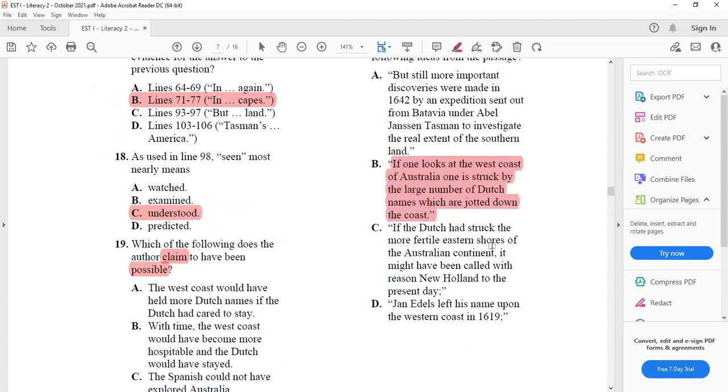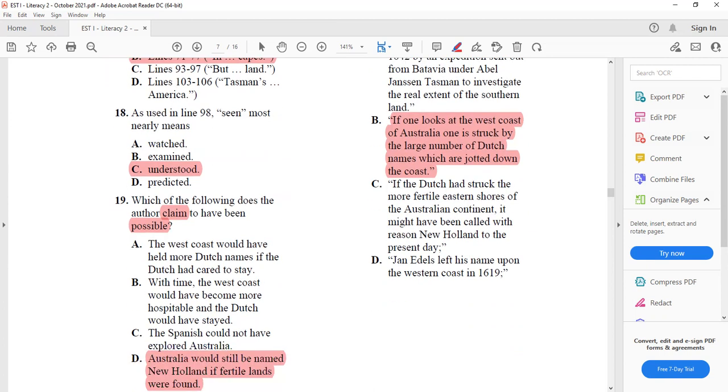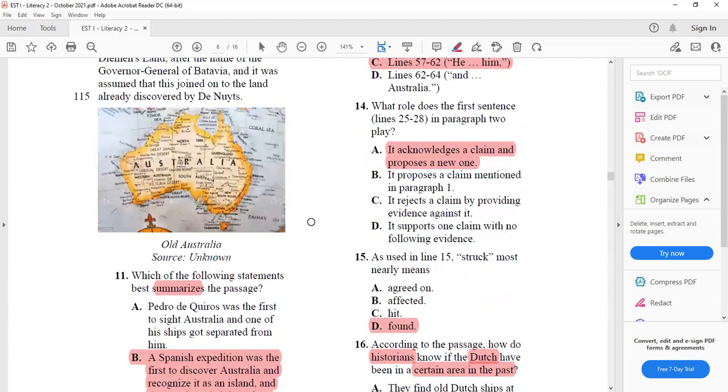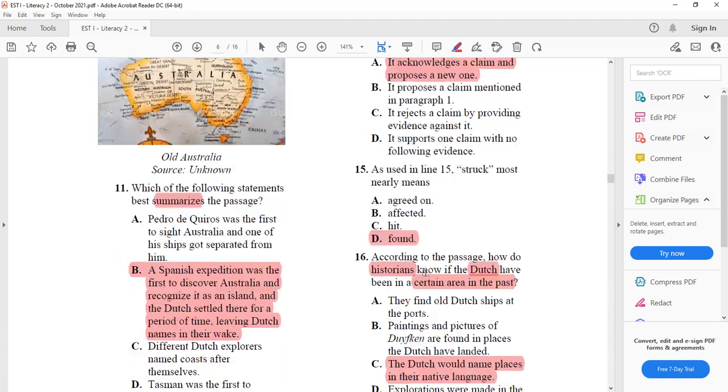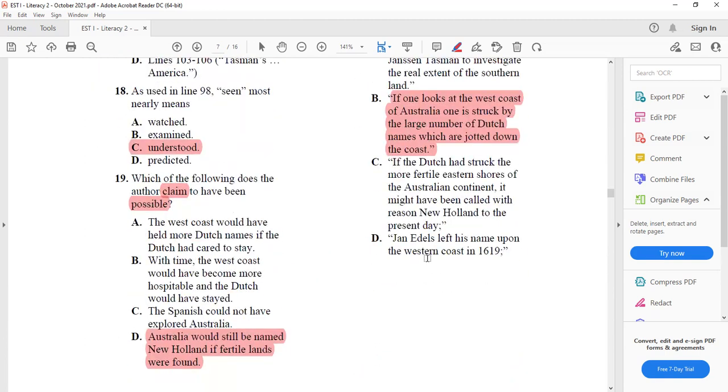If the Dutch had struck the more fertile eastern shore of the Australian continent, it might have been called with reason New Holland to the present day. But mister, it's not mentioned in the map. Nothing talks about the fertile land or things. You just give names. So it's not.